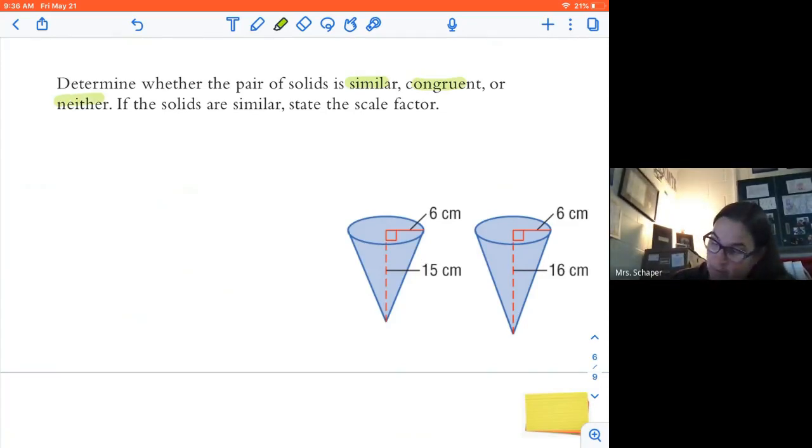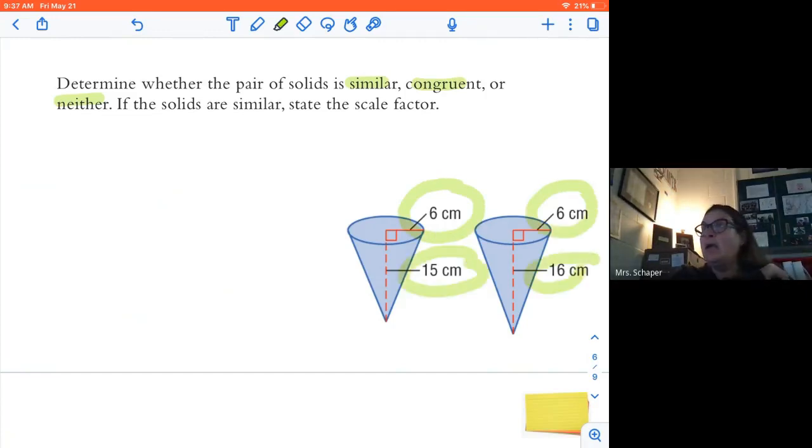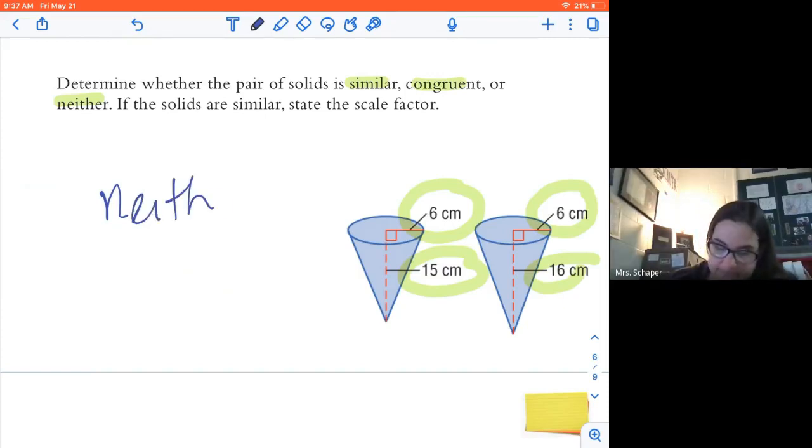Now we're going to determine if these are similar, congruent, or neither. When I look at them, I've got 6 and 6. That's congruent. Oh, 15 and 16. So this is an example of neither. We don't have proportional measurements and we don't have the exact same measurements.